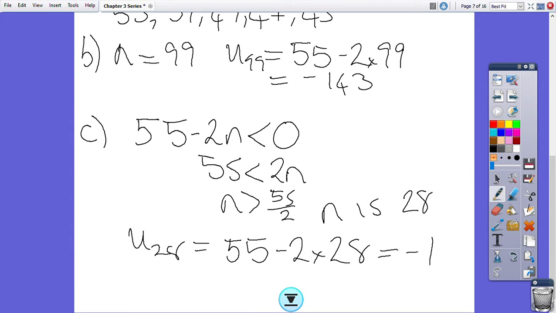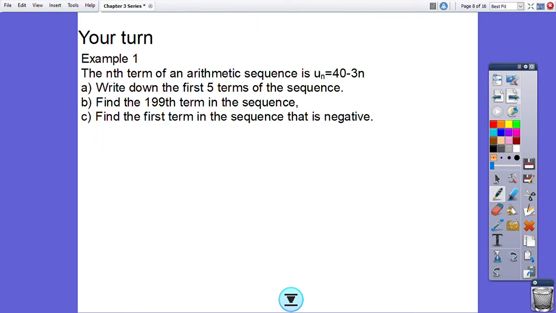What I suggest you do now is that you pause this video, and what I would do is I would rewind a little bit, copy down the notes now into your book, pause it again, and then we will move on to an example which I'd like you to do. So could you have a go at this example now? Pause the video, have a go in your notes, and I will go through it as soon as you're ready.